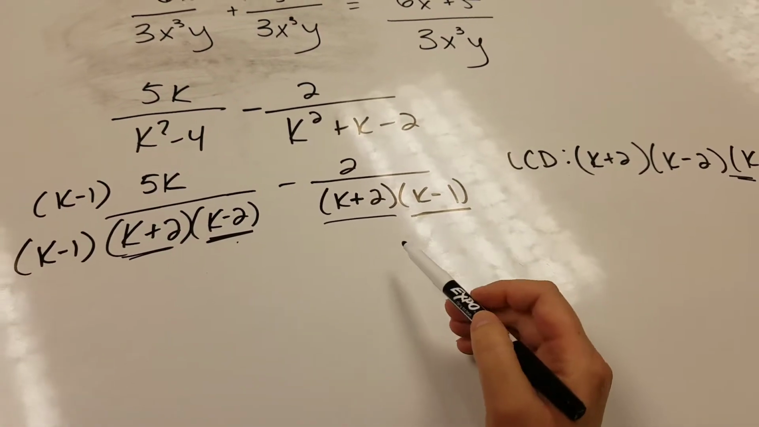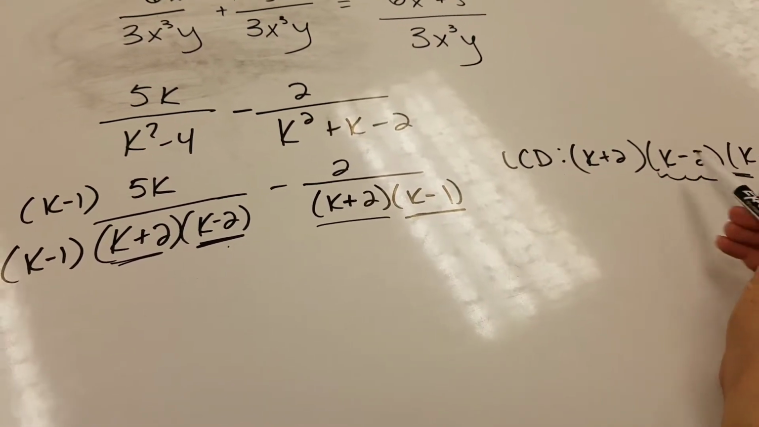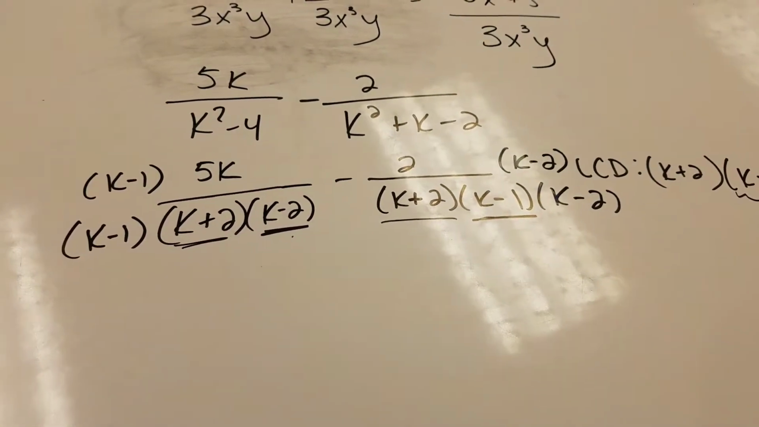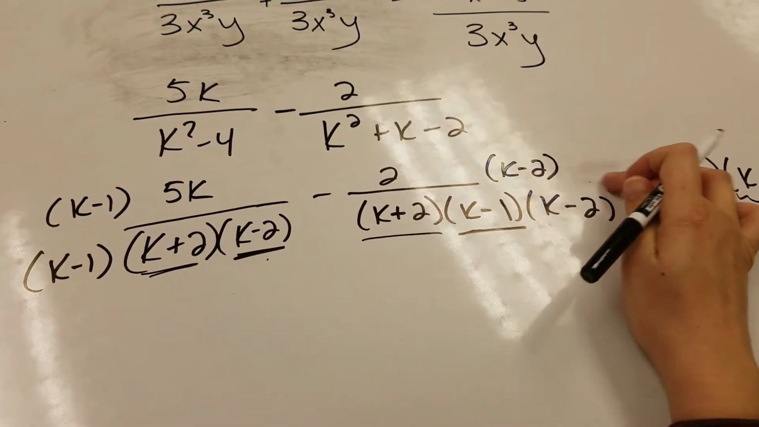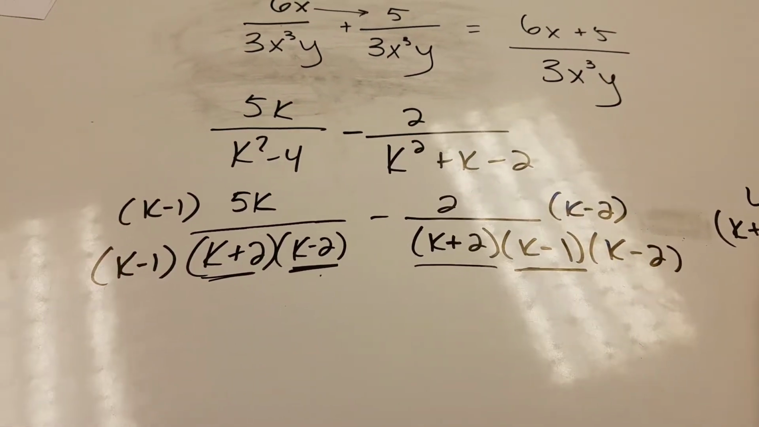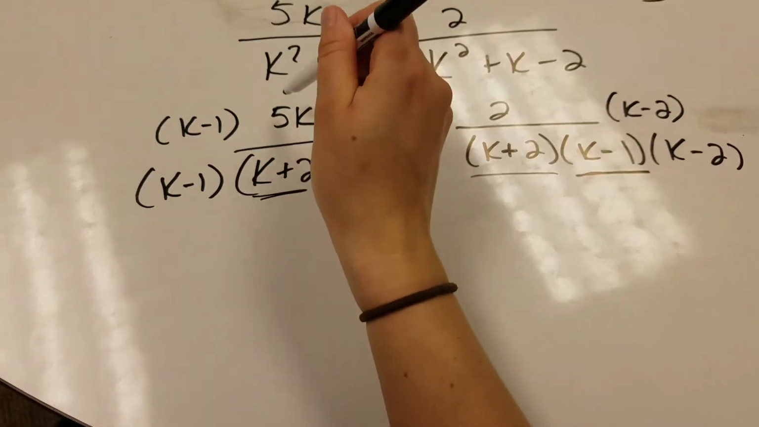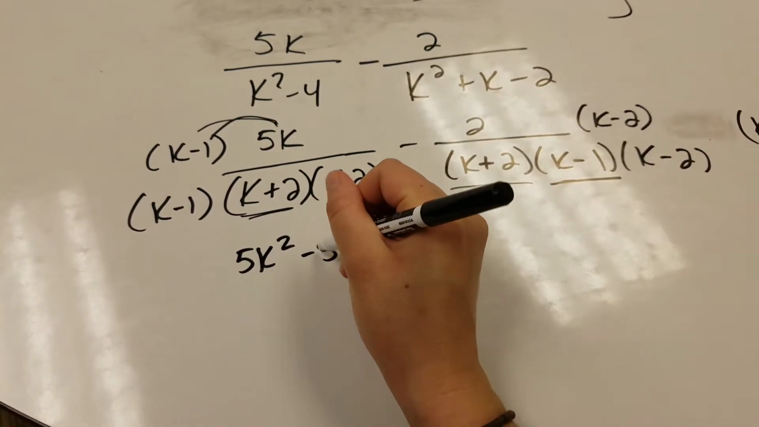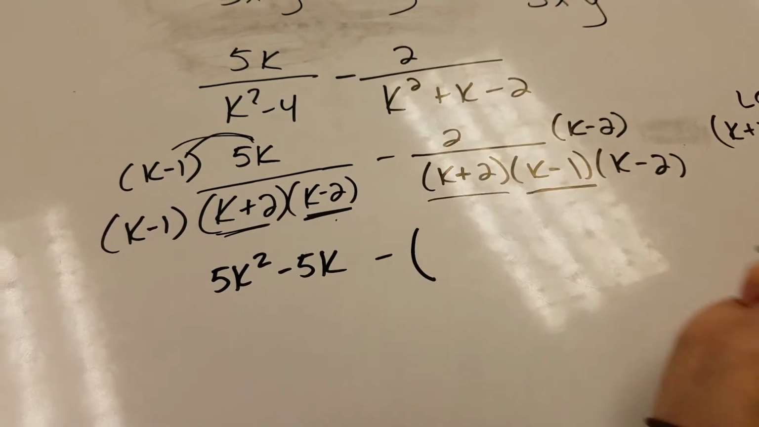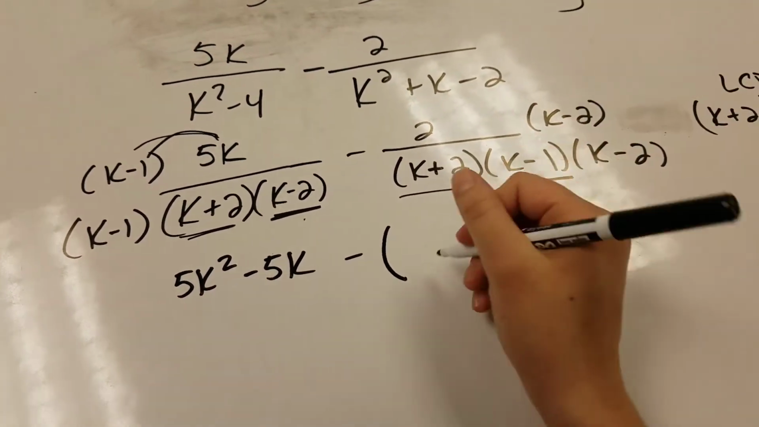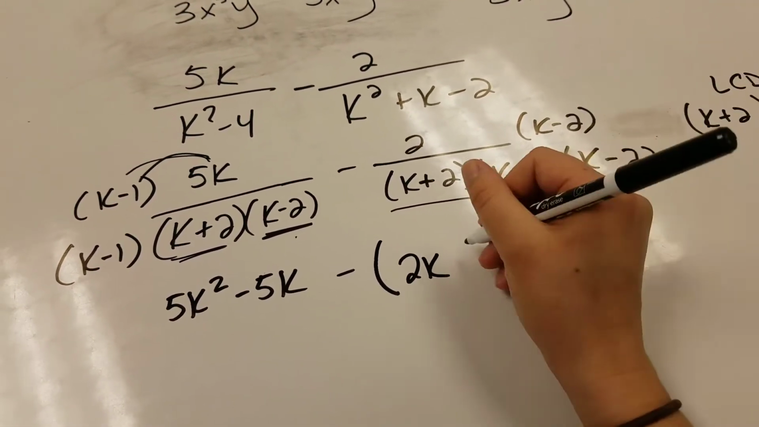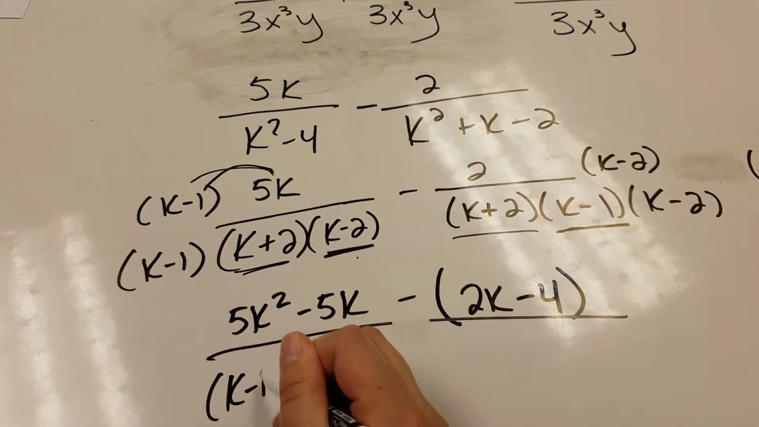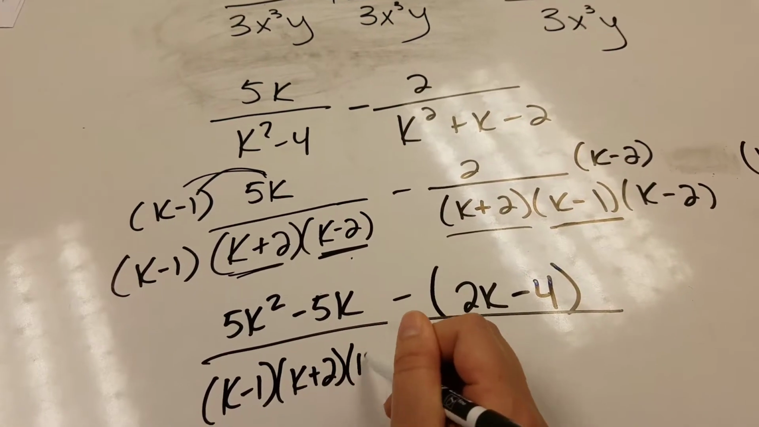Over here we have a k plus 2, a k minus 1, so we're missing a k minus 2. What we do to the bottom, we have to do to the top. Then we just distribute or FOIL and combine our like terms. For the first one, 5k times k is 5k squared, and 5k times negative 1 is negative 5k. We're subtracting this whole thing. We distribute in our 2: 2 times k is 2k, 2 times negative 2 is negative 4. Then we have our denominator of k minus 1, k plus 2, k minus 2.